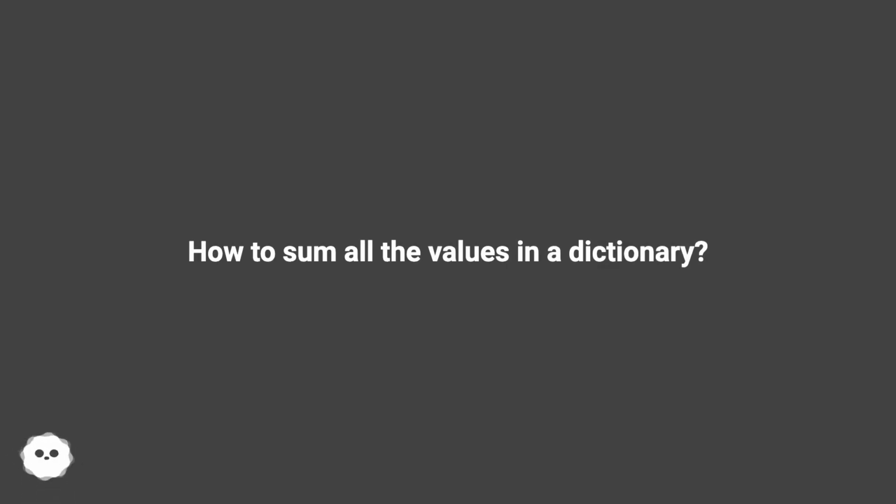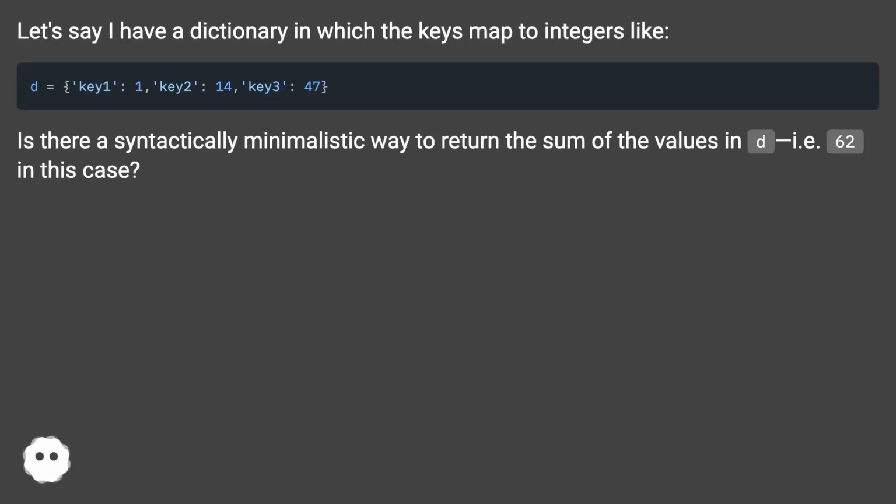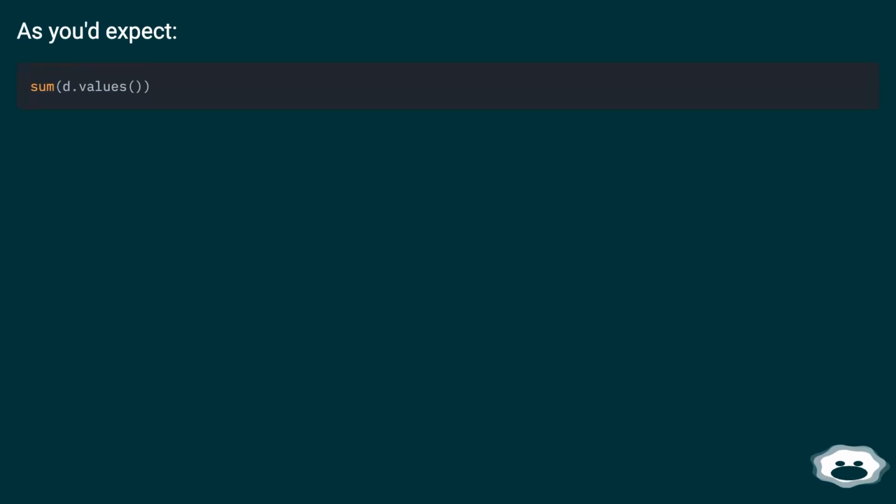How to sum all the values in a dictionary. Let's say I have a dictionary in which the keys map to integers. Is there a syntactically minimalistic way to return the sum of the values in D, i.e. 62 in this case? As you'd expect.